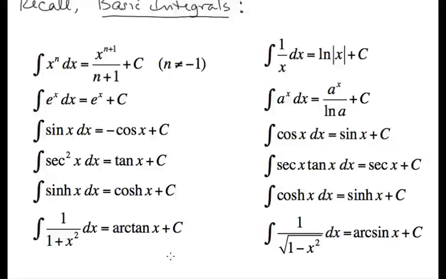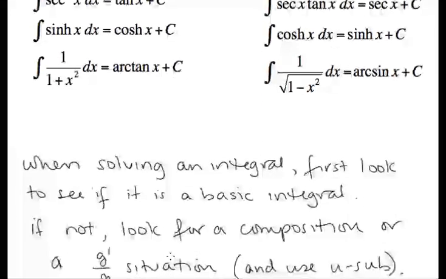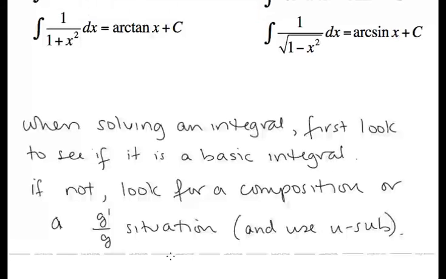We also learned in Calc 1 that if we see a composition of functions inside our integral, we should be using u-substitution, right? We let u be the inside function. And we recently learned as well that u-substitution is useful for when we have a g prime over g, because that'll integrate to the natural log of absolute g of x.